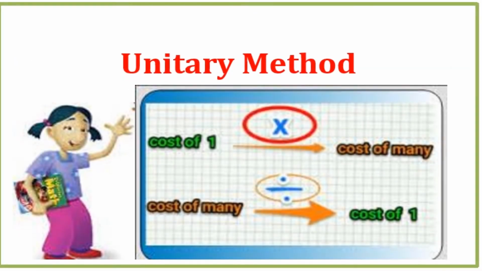Next we are going to start the unitary method. What is the unitary method? See, if they give the cost of one item and you want to find the cost of many, you have to do multiplication. For example, the cost of one apple is 20. Then what will be the cost of 5 apples? We know the cost of one apple and have to find the cost of many, so you have to do multiplication.